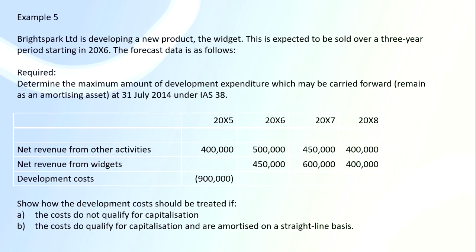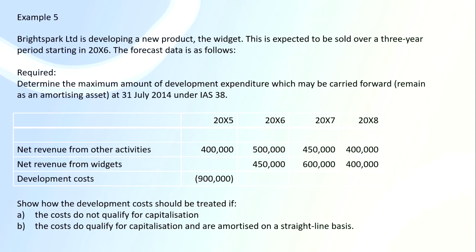So this is the revenue from the widget, and the development cost incurred was already paid in 2005. So 900,000 is recorded in 2005. Show how the development cost should be treated if the costs do not qualify for capitalization, and if the costs do qualify for capitalization, they are amortized on a straight-line basis.